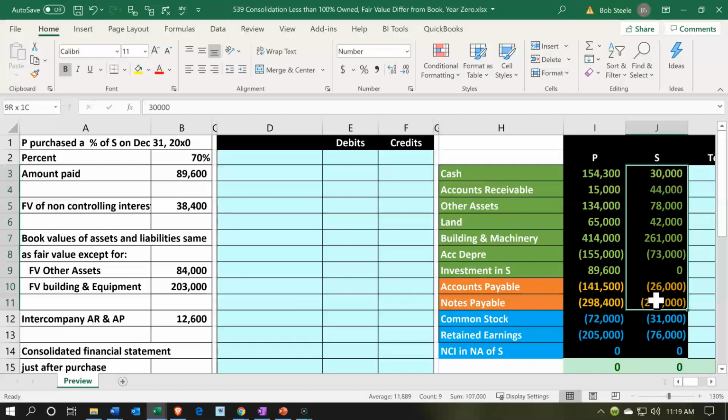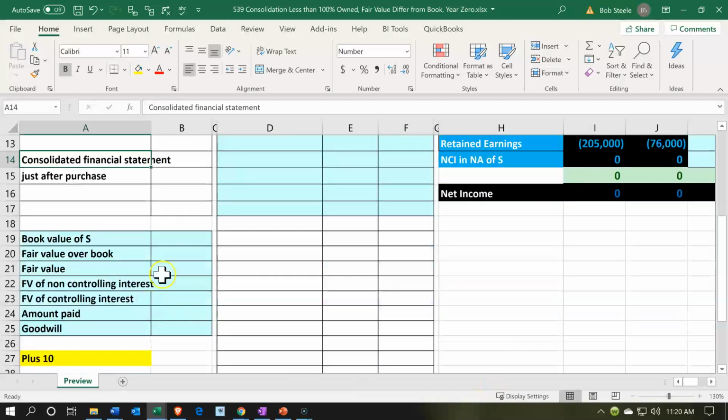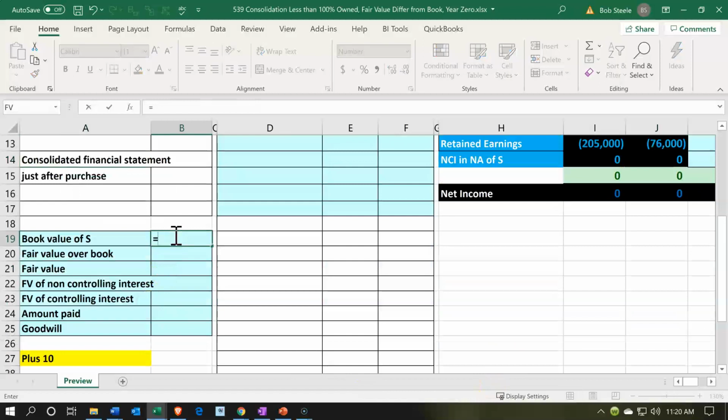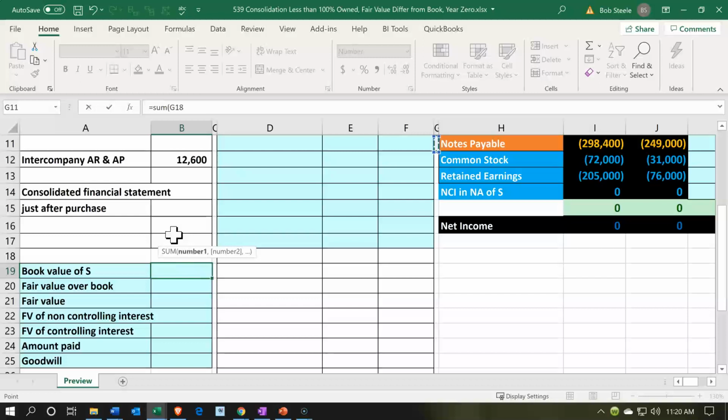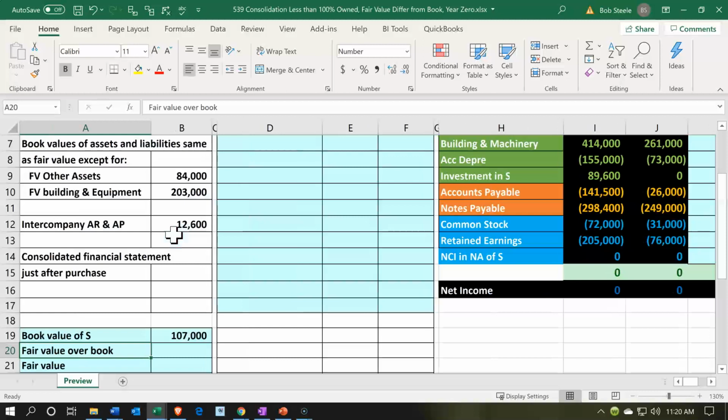So we can either take the assets minus the liabilities, which would be the 107, or the equity, that would of course equal the equity at the 107. So I'm going to pick up those numbers. I'm just going to say this is equal to the sum of, and I'll just say the assets minus the liabilities over here. We'll just go summing up the assets and the liabilities, and the debits minus the credits and so on, gives us then that 107. Then we have the fair value over the book value.